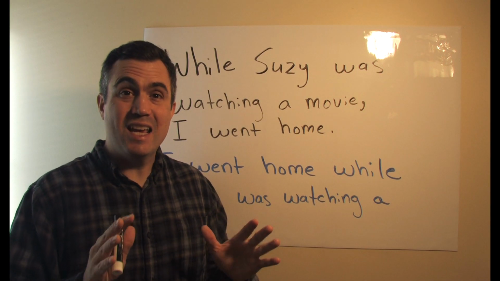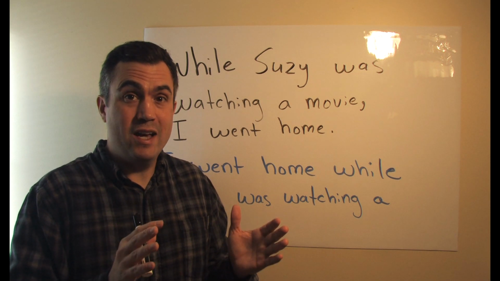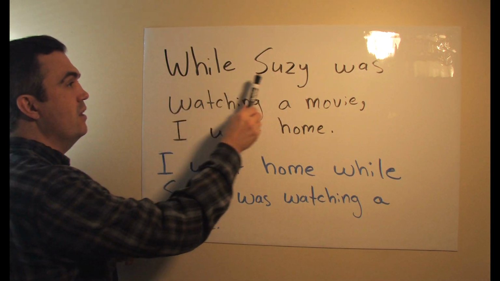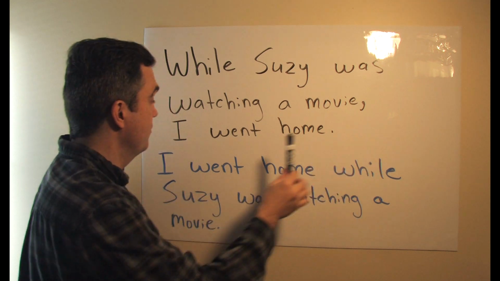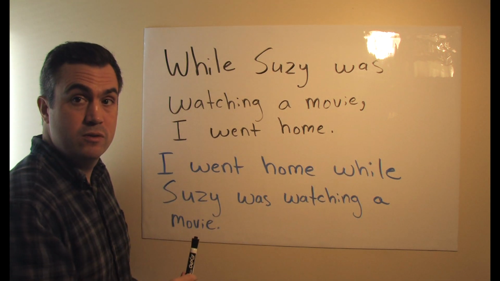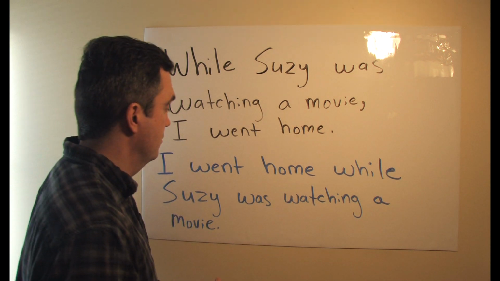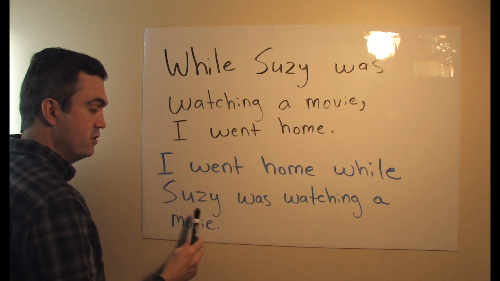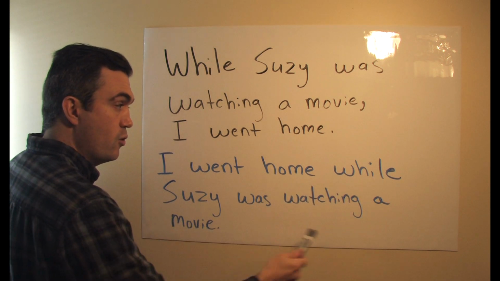Okay, the same applies when we start a sentence with while, right? For example, while Susie was watching a movie, comma, I went home. Okay, let's switch the clauses. I went home while Susie was watching a movie. No comma.